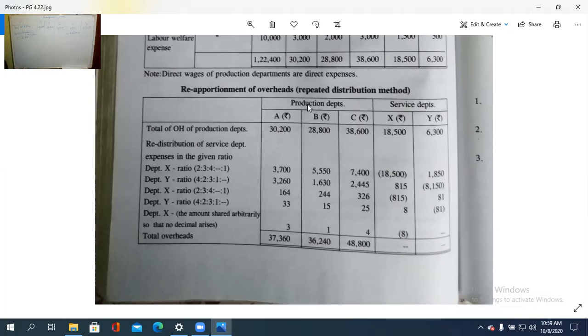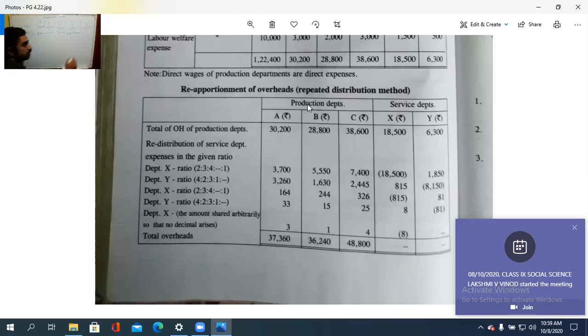We apportion 18,500 on this basis. So 2 by 10 into 18,500 for A, 3 by 10 into 18,500 for B, 4 by 10 into 18,500 for C, and 1 by 10 into 18,500 for Y. So it is 3,700, then 5,550, then 7,400, and lastly 1,850. Then department Y. Y's total is 6,300 plus 1,850, it is 8,150.